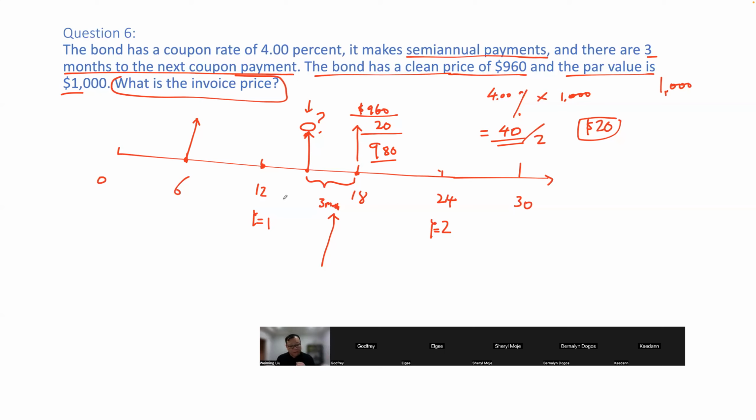So therefore, in addition to the selling price, you have to also give credit to the seller of the time they hold between the two payments to recognize this time value. The seller is holding that bond for 3 months. Therefore, he's entitled to half of the next payment. So you have to pay that. Half of the payment would be the $20. So therefore, when you send the invoice, you have to give the $20 credit.